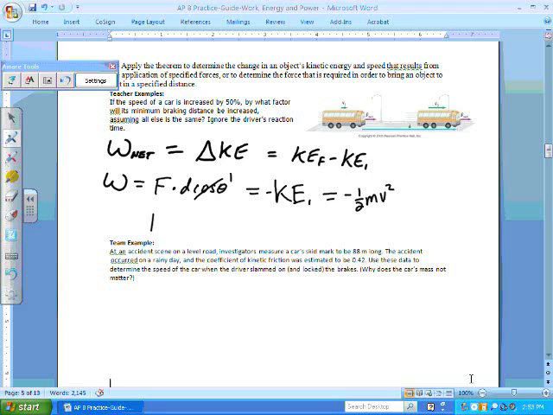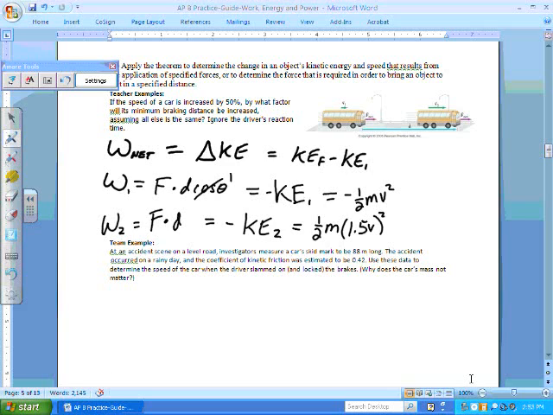Now let's compare that to another amount of work. We'll call it work 2. The work required to stop a car that's going 1.5 times as fast. So that's going to be equal to negative KE2, where KE2 is the kinetic energy at the speed of 1.5 times the original speed. So I'm going to put 1.5 v here in the square.